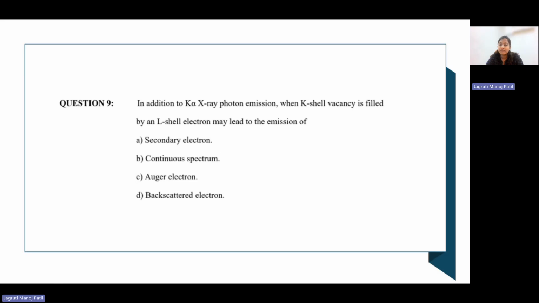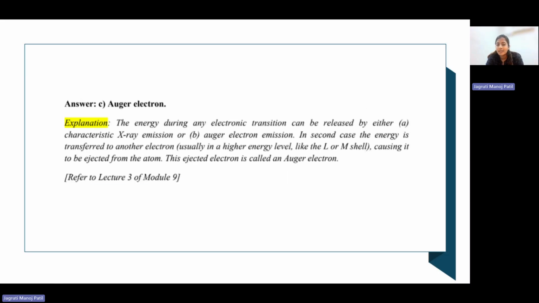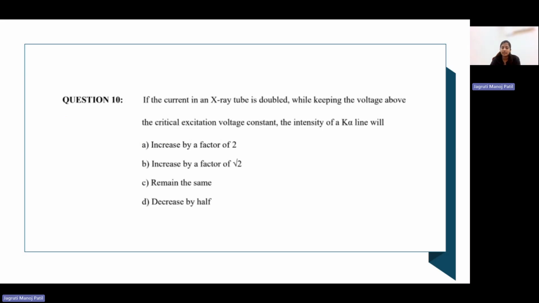Now, in addition to the K alpha X-ray photon emission, when the K shell vacancy is filled by an L shell electron, it may lead to the emission of which type of electron? Which electron is being released from there? We saw that it was a secondary one, but what is this secondary called? If something comes to your mind, yes, it is the Auger electron. Why? Because the transition energy can either go to a characteristic X-ray emission or to an Auger electron. In the second case, the energy is high enough to cause the electron to get ejected. Hence, it's called an Auger electron.